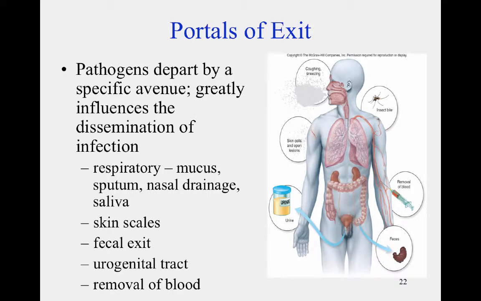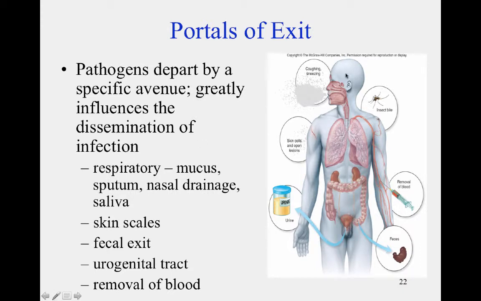So I covered the different phases of the period of invasion, right? We said that it's incubation, prodromal, and then you have the period of infection or invasion, followed by convalescence or recovery. Now, hopefully, if the individual recovers, the immune system responds. The body will find a mechanism to rid itself of that pathogen through a portal of exit. This is the way in which a pathogen will depart from the host, and this will greatly influence how the pathogen is passed to others.